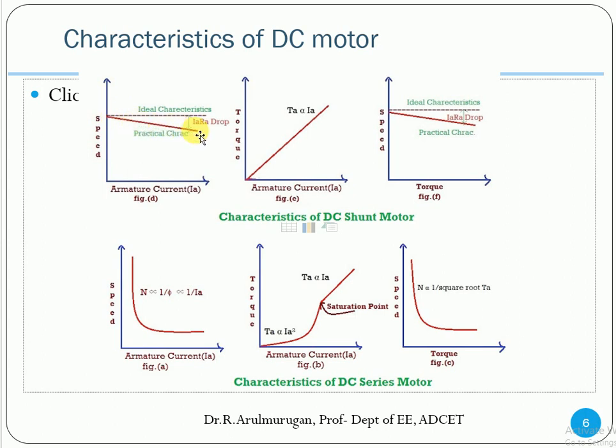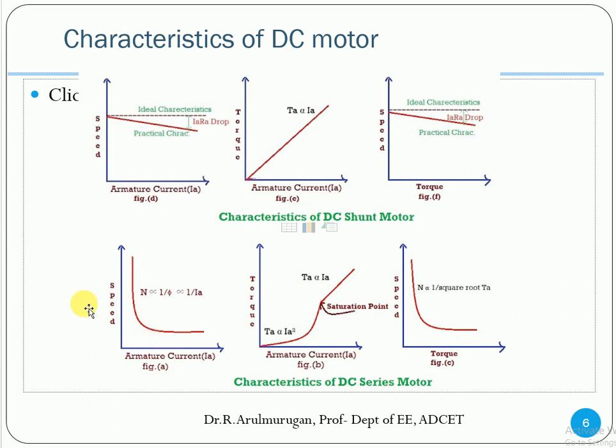Practically, it is only a slight drop in IA Ra drop, so it is almost constant. That's why it is a constant speed motor. What about here? Speed is inversely proportional to the flux. If flux is increased, speed is decreased. So that's why it will go to variable speed.